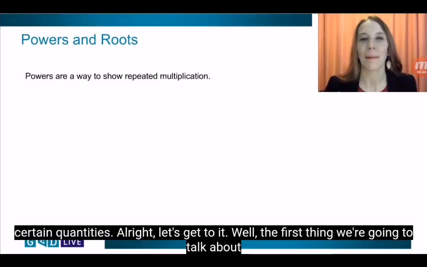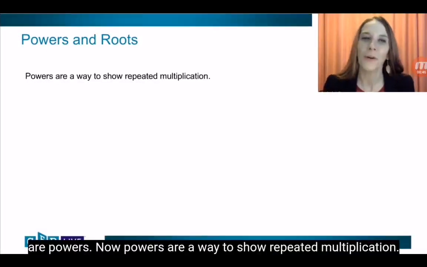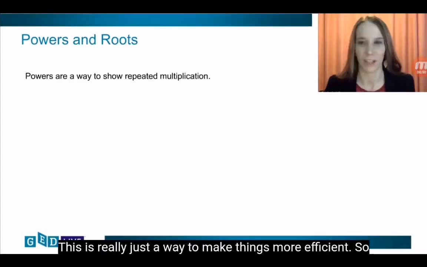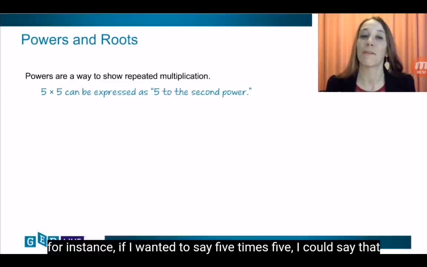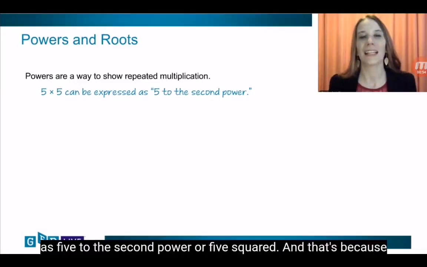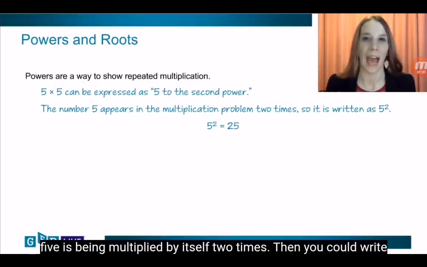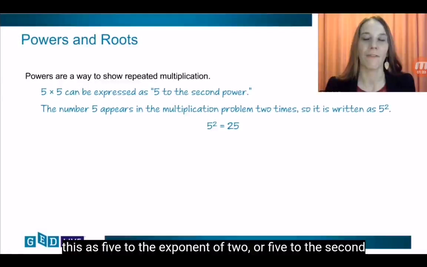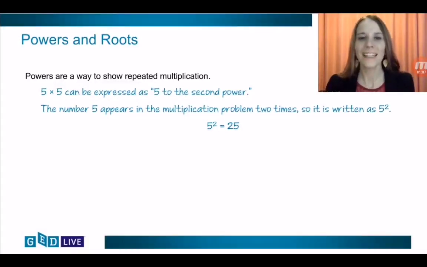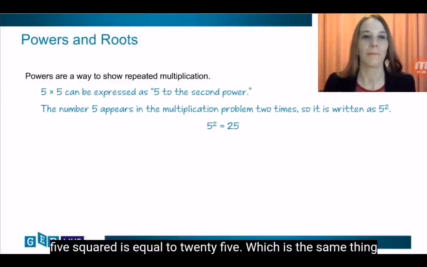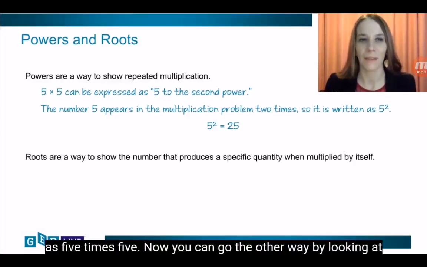One of the first things we're going to talk about are powers. Powers are a way to show repeated multiplication. This is really just a way to make things more efficient. So for instance, if I wanted to say 5 times 5, I could say that as 5 to the second power, or 5 squared. That's because 5 is being multiplied by itself 2 times. You could write this as 5 to the exponent of 2, or 5 to the second power. And we can see then that 5 squared is equal to 25, which is the same thing as 5 times 5.